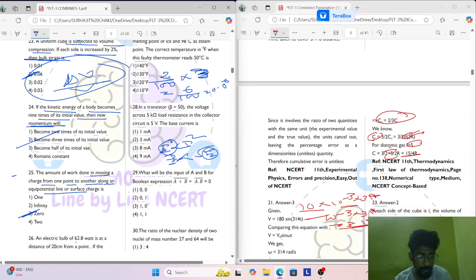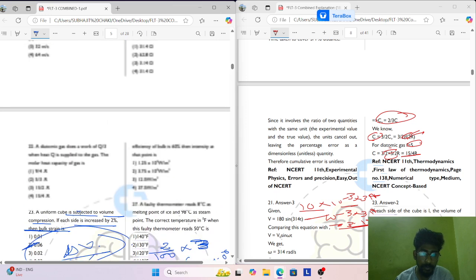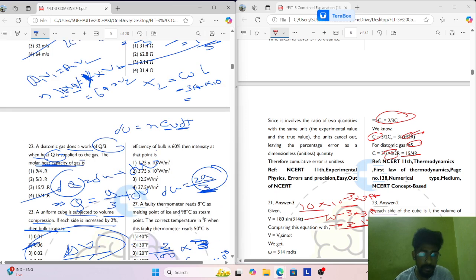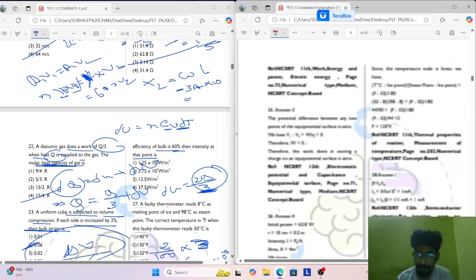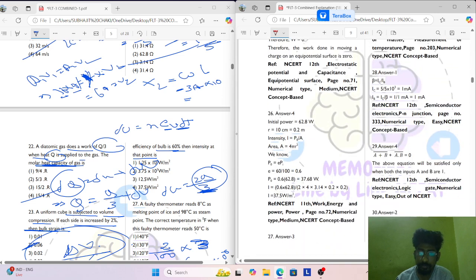An electric bulb of 62.8 watt is at a distance of 20 centimeter from the point. If the efficiency of the bulb is 60%, then find the intensity at the point. This is a formula you have to remember: intensity I equals P by A. Here the bulb is a sphere, so the area will become 4 pi r square.